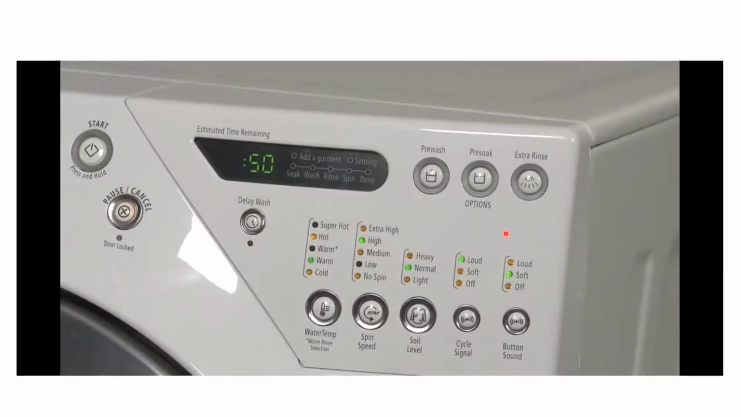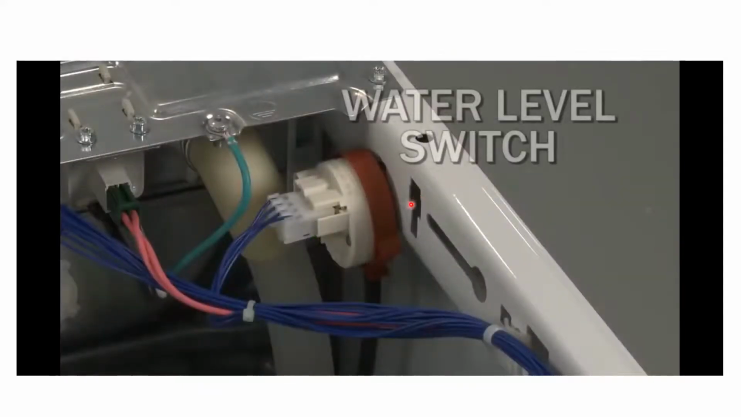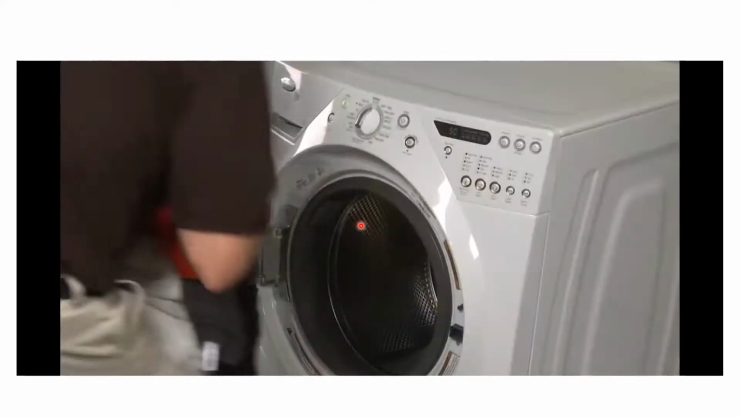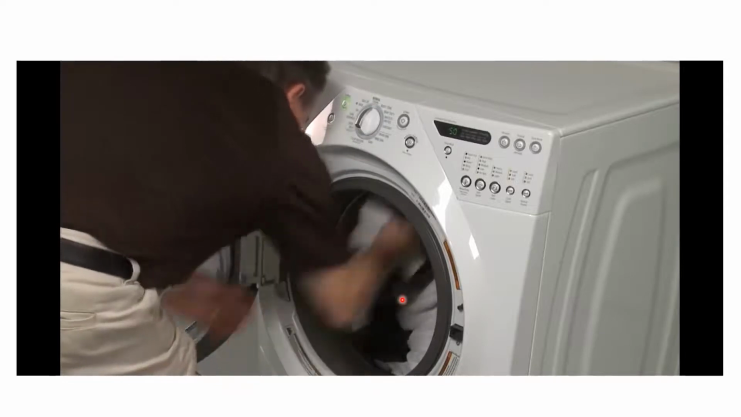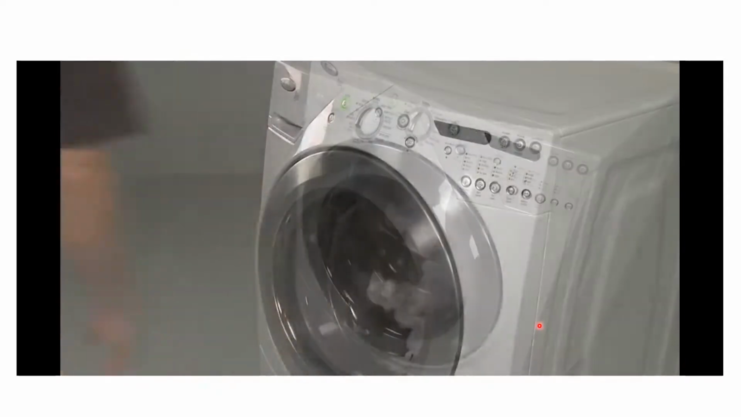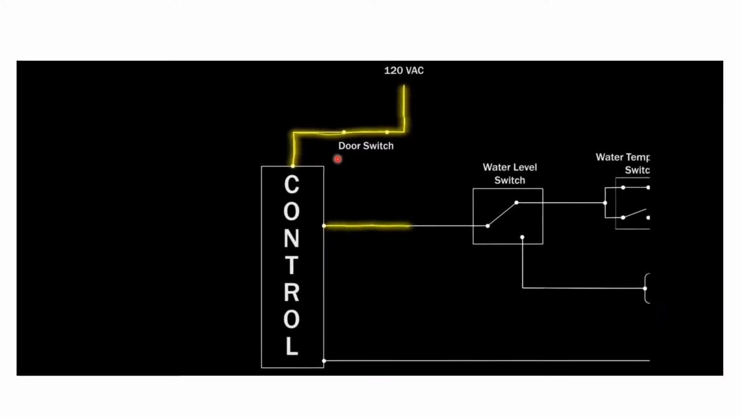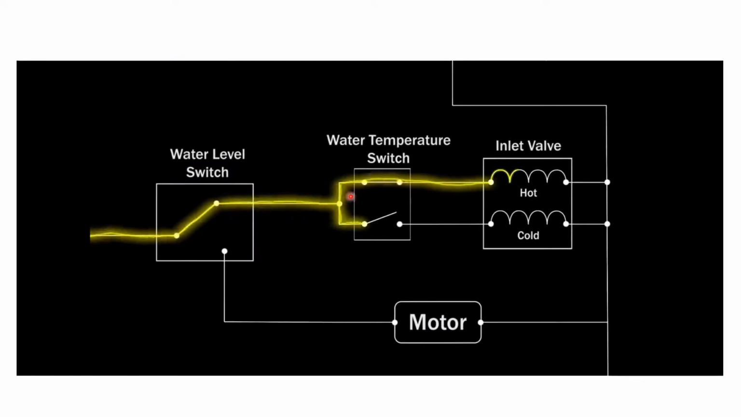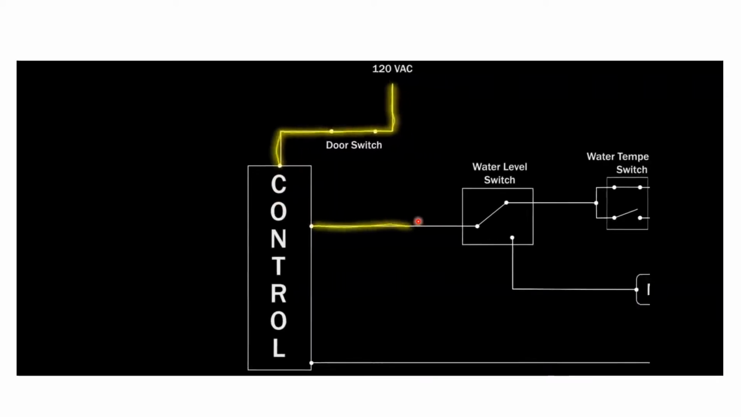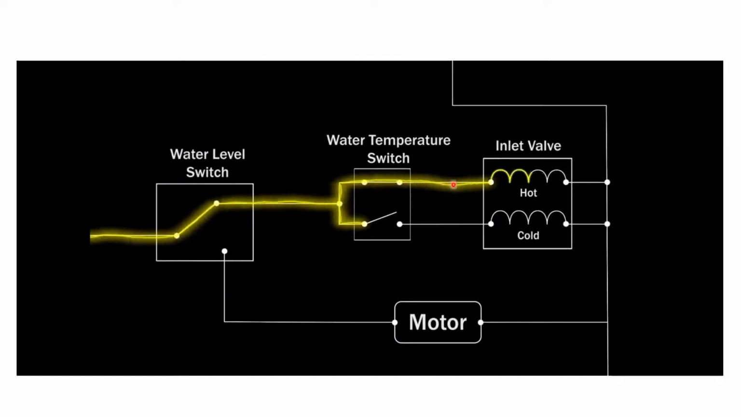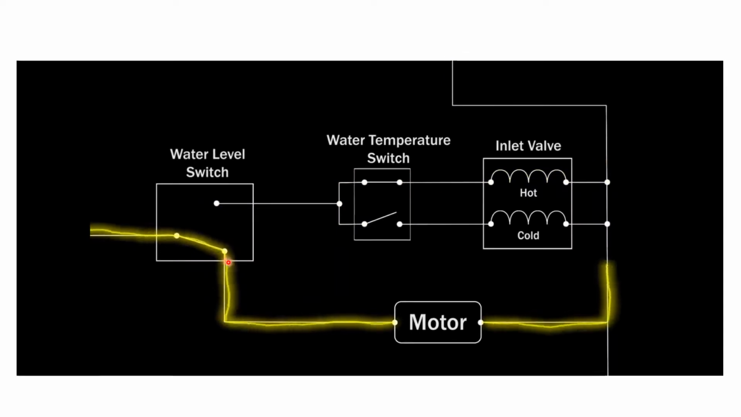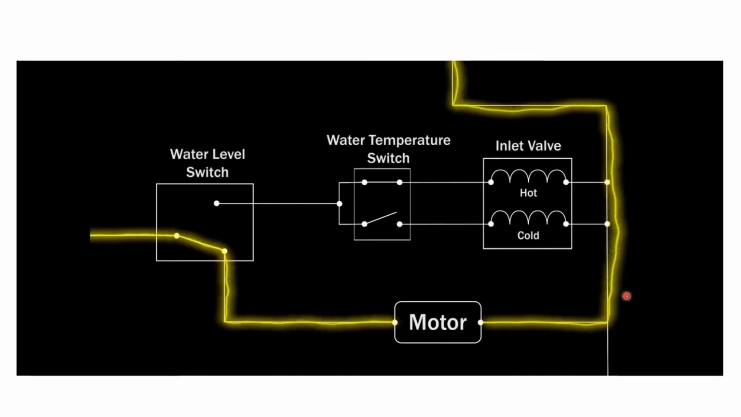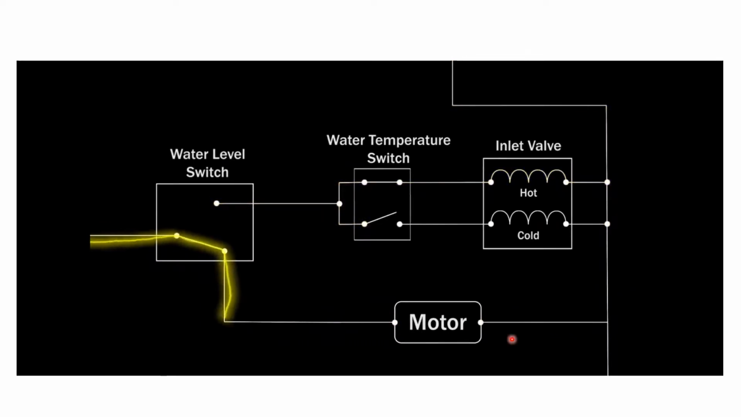So this is how the front panel looks like. You can have all these controls here on the front panel, and this is the water level switch. There is another switch here. You can load the cloth, and the moment you load the clothes and close this, see this door switch is closed, and the control gets the water level switch, water temperature switch. I'll just repeat it. So the power goes like this: water level switch, water temperature switch, then the inlet valve. Once the water is filled, the switch is shifted to the motor and the motor gets the power. So all these are automated.